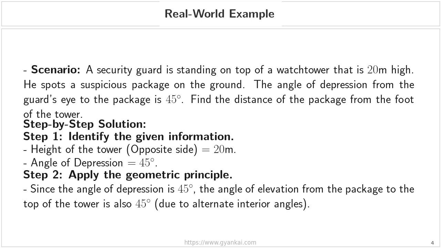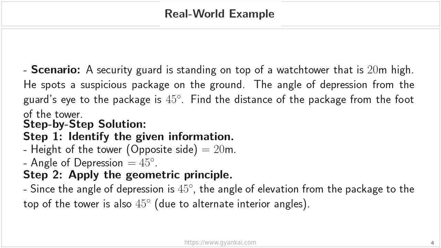Remember how we learned that the angle of depression is equal to the angle of elevation due to the property of alternate interior angles. Since our angle of depression is 45 degrees, we can conclude that the angle of elevation from the package up to the top of the tower is also 45 degrees. This is a crucial step because it allows us to place our angle inside the right-angled triangle on the ground, making it much easier to use trigonometry in the next steps.